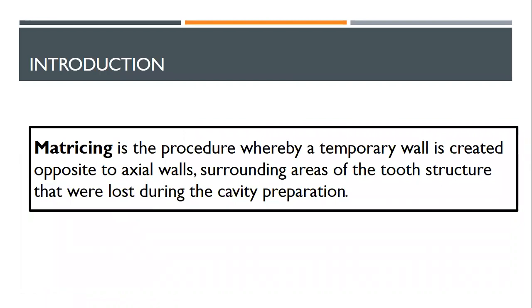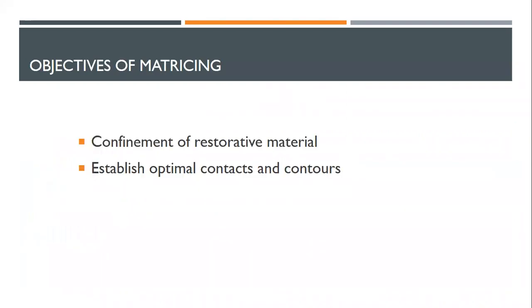So, what exactly is matricing? Matricing is basically a procedure whereby a temporary wall is created opposite to the axial walls surrounding the areas of the tooth structure that were lost during the process of cavity preparation. So what are the objectives of matricing? So matrices are basically used to confine the restorative material and to establish optimal contacts and contours.